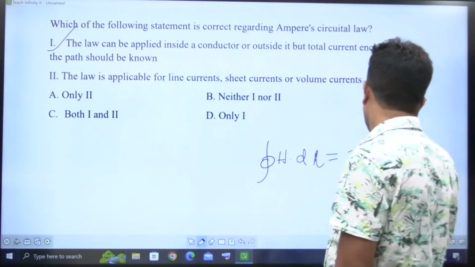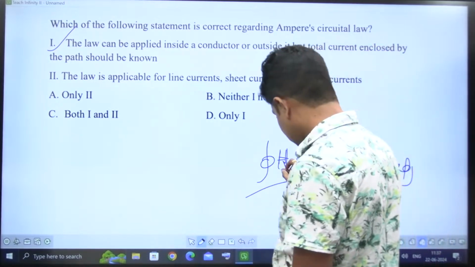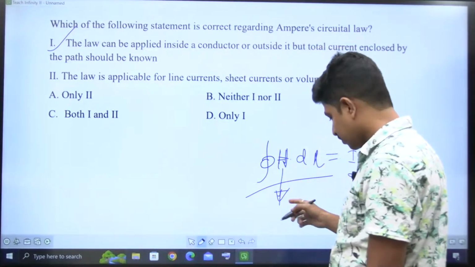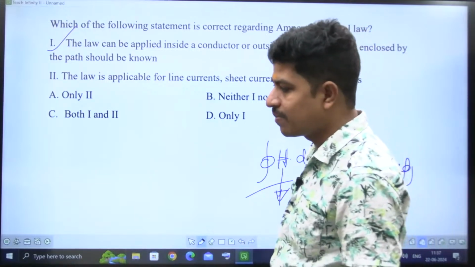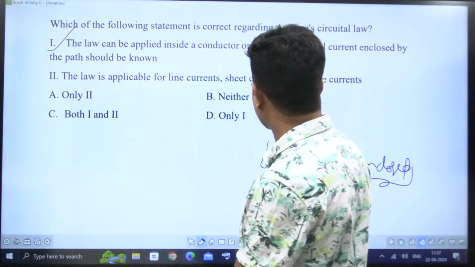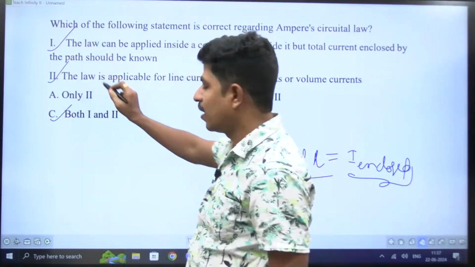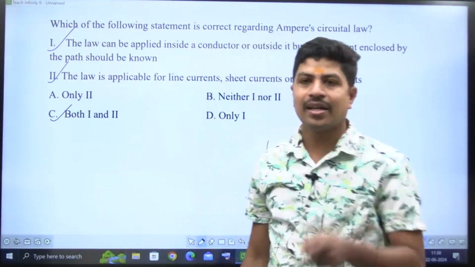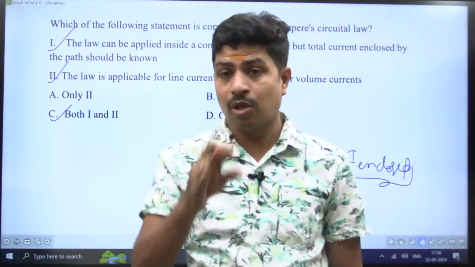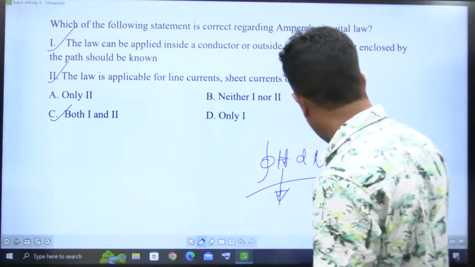If you are taking the closed integral of H dot dl, where H is the magnetic field intensity, you are going to get the current enclosed. The law is applicable for line currents, sheet currents, and volume currents. This is applicable for any kind of current. Just as we have line charge, surface charge, and volume charge, currents can also be line current, surface current, and volume current. Both 1 and 2 are correct.